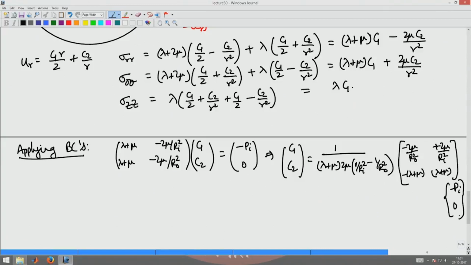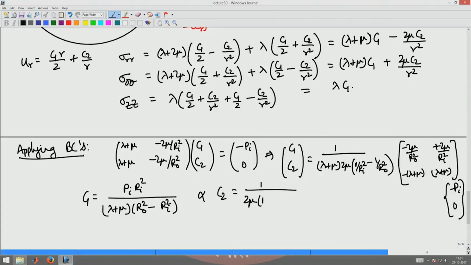That gives us the constant C1 to be pi r I square divided by lambda plus mu into r naught square minus r I square, and C2 would be 1 by 2 mu, r naught square minus r I square, pi r naught square r I square. Okay. Now, correspondingly, having found the constants, I can write the stresses.